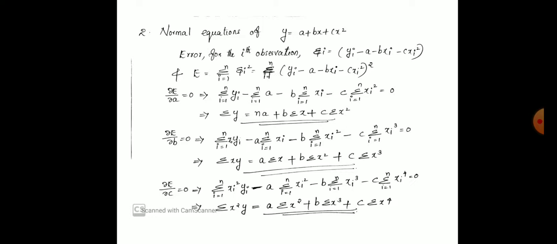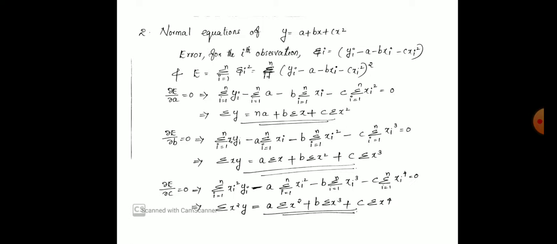So ∂E/∂a = 0 implies the general equation becomes sigma y equals n times a plus b sigma x plus c sigma x square. And the second equation, ∂E/∂b = 0, implies sigma i equals 1 to n of xi yi minus a sigma i equals 1 to n of xi minus b sigma i equals 1 to n of xi square minus c sigma i equals 1 to n of xi cube, which is equal to 0, which can be generalized as sigma xy equals a into sigma x plus b sigma x square plus c sigma x cube.